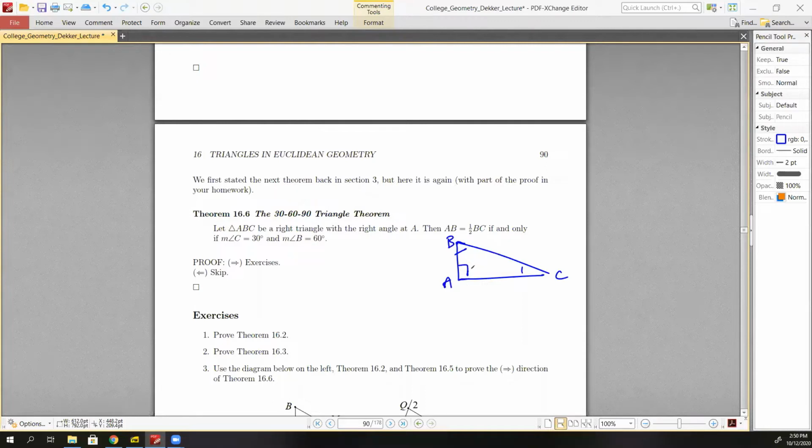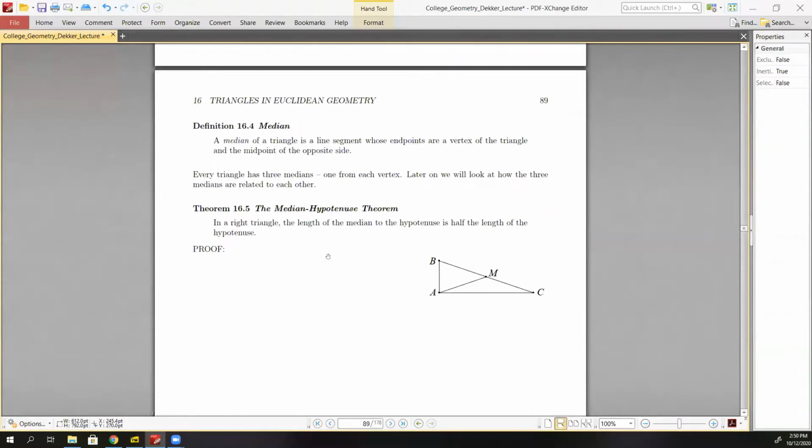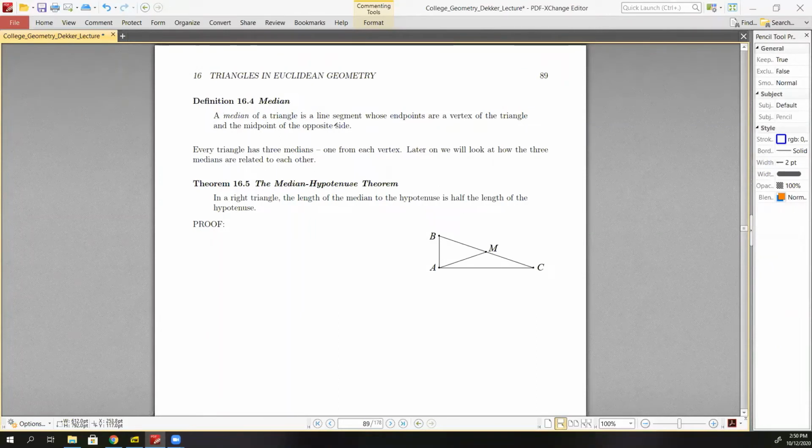Before we can develop that tool, we need a definition. A median of a triangle is a line segment whose endpoints are a vertex of the triangle and the midpoint of the opposite side. So, vertex to midpoint of the opposite side. It doesn't really matter which one, they're all medians. However, for this theorem, we specifically want to talk about the length of the median to the hypotenuse in a right triangle. If it's to the hypotenuse, then it came from the right angle. The length of the median to the hypotenuse is half of the length of the hypotenuse.